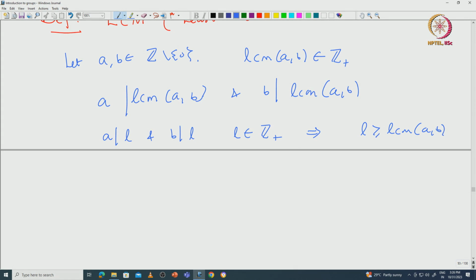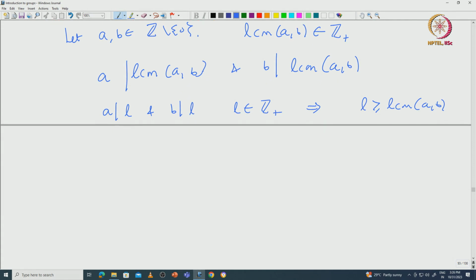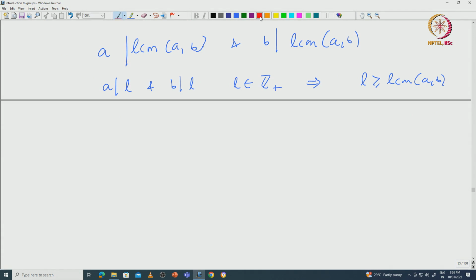So, this is the least positive integer L such that A divides L and B divides L. Now, it is not hard to prove that there is a very close relationship between LCM and GCD. That is actually given in the next lemma.